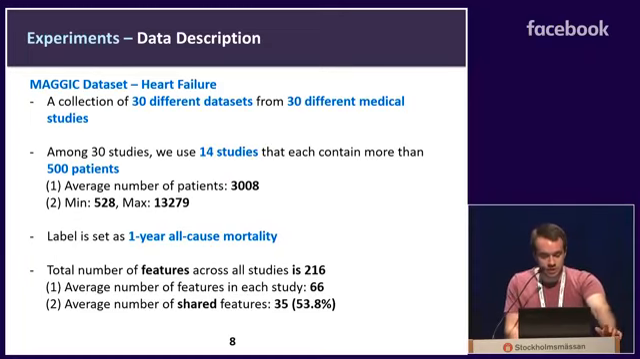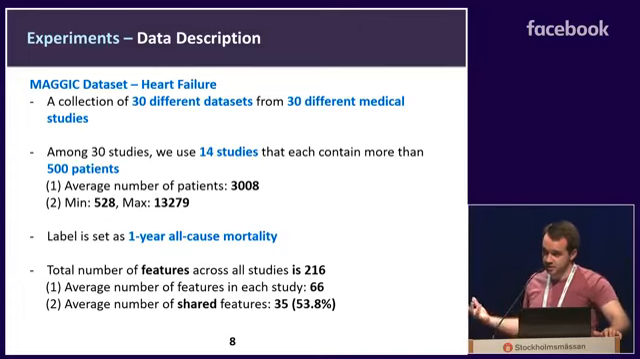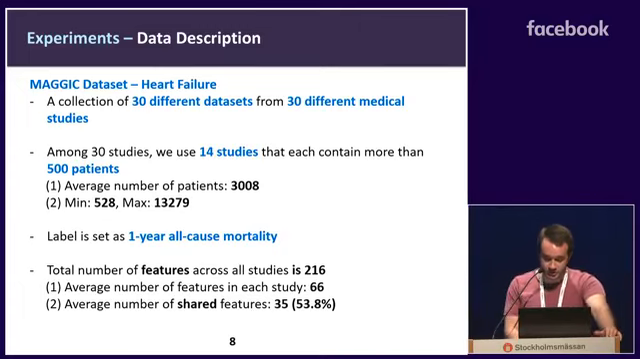So the experiments we run are on a data set called MAGIC, which we're very grateful to have, which is a collection of 30 different data sets from 30 different medical studies. So naturally, it's a great candidate for this kind of work. We use the 14 studies that each contain at least 500 patients. This allows us to have a testing set of a significant size to allow us to do meaningful tests on this. But we only ever use 500 patients in the training.